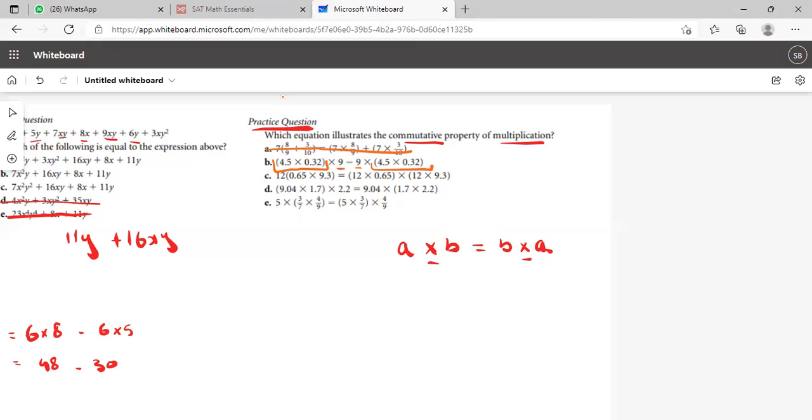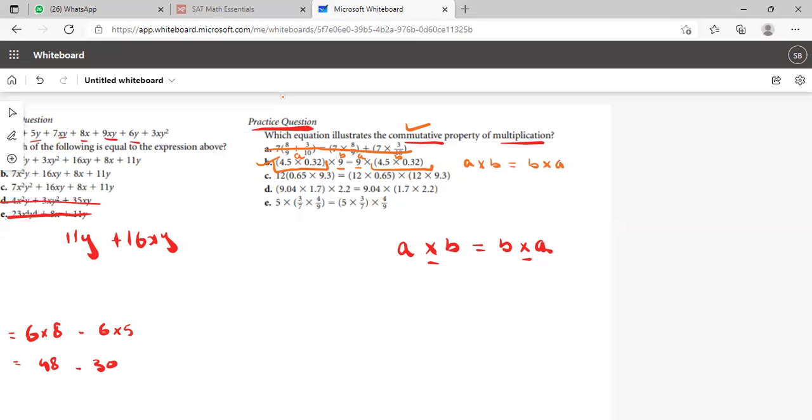This is the commutative property, okay? This is the answer. I'll tell you why. Look, 4.5 into 0.32, this is something which has been written in brackets. So we are going to consider it as a first number, this is A in this case. And this is the second number, this is B in this case. Now this is A and this is B. And we have A into B equals B into A. So this is the commutative property.